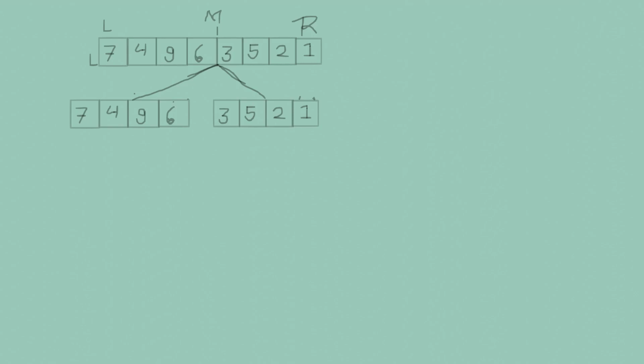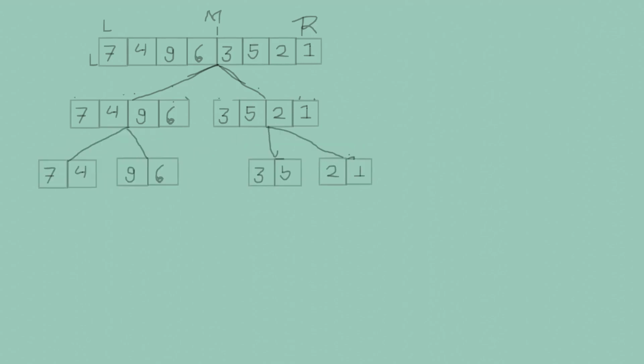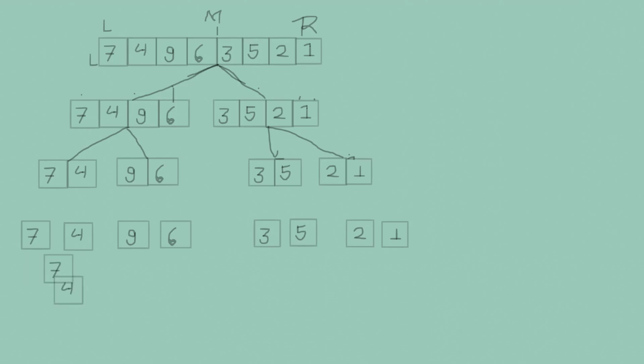We need to do the same thing again and again until we have small arrays, where each array has one element. So now we have small subarrays, each with only one element. Now let's check 7 or 4, which is the smallest one? The smallest one comes first. So 4 is the smallest one. So 4, 7.